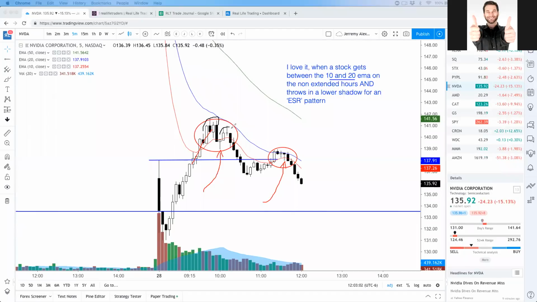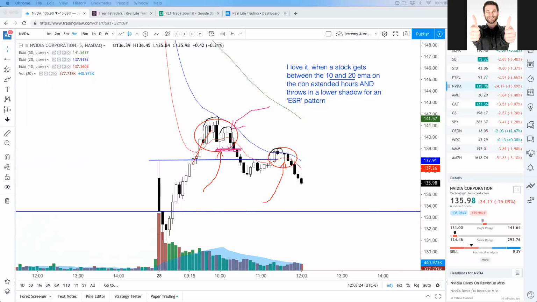Here's another one that actually was really perfect. And here's the one right here on NVIDIA. So these patterns I like, that evening star, that lower shadow. This is pretty much the perfect evening star on NVIDIA. So with this lower shadow here and this lower shadow here, it would have been as simple as getting in bearish right below that low.